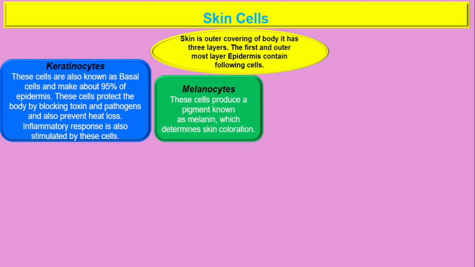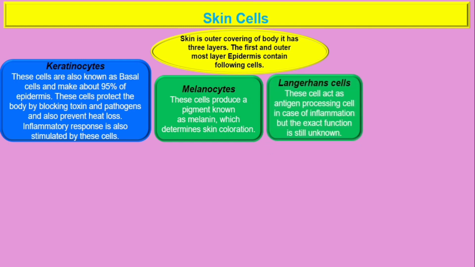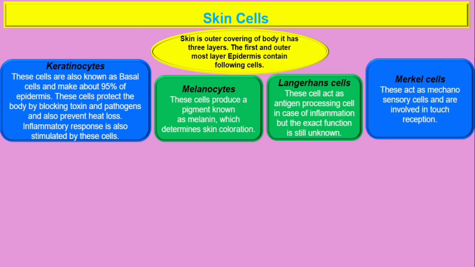Number 2, melanocytes. These cells produce a pigment known as melanin, which determines our skin coloration. Number 3, Langerhans cell. These cells act as an antigen processing cell in case of inflammation. But the exact function of Langerhans cell is a mystery. Number 4, Merkel cell. These cells act as a mechanosensory cell and are involved in touch reception.